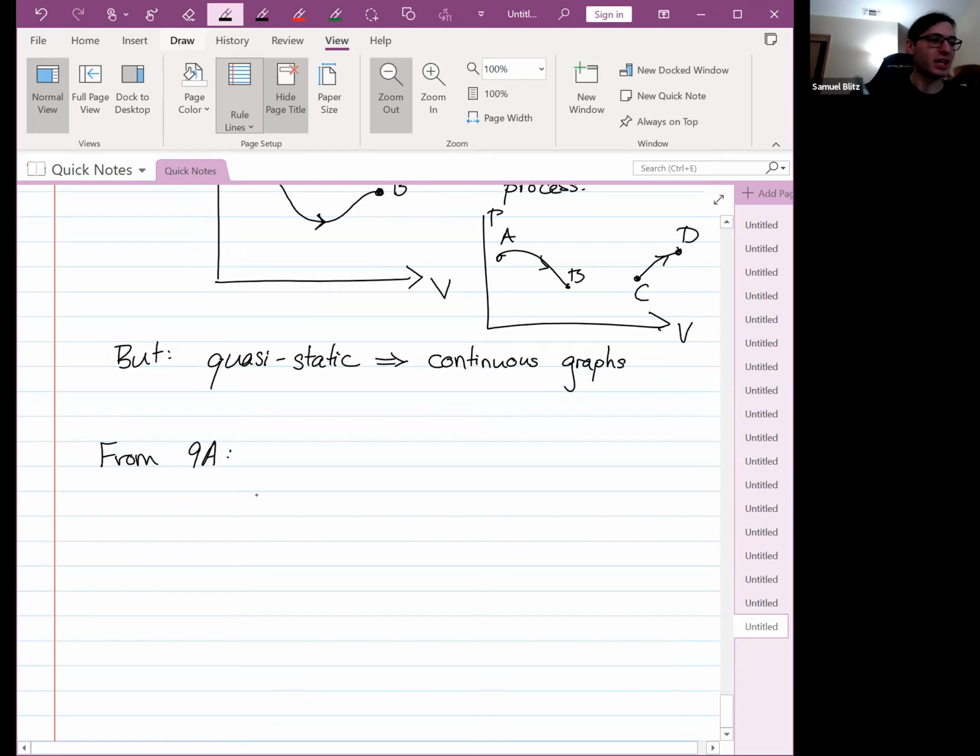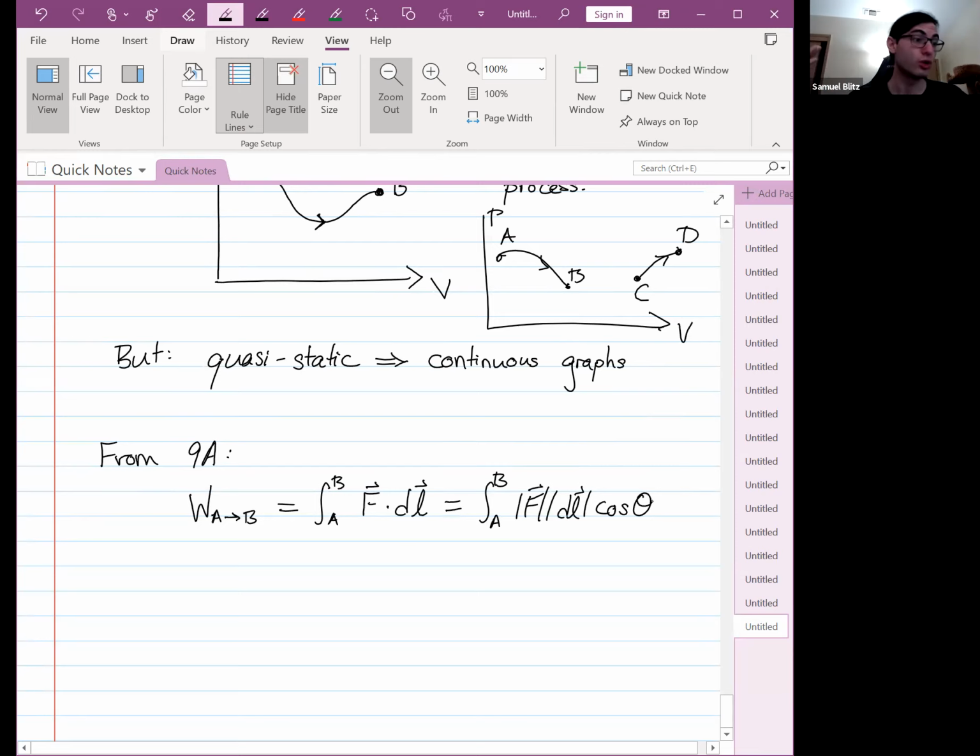So thinking back to 9a, you know that the work done to go from state A to state B is an integral from A to B of F dot dl, F being the force on the system and dl being the path that the system takes. And this can be rewritten away from vectors as the magnitude of the force times the magnitude of the path length vector times the cosine of the angle between them. You guys hopefully remember that. If you don't, go look at your notes.